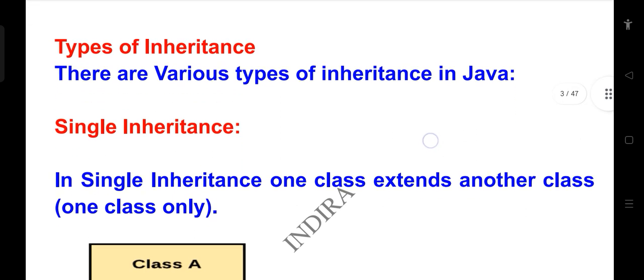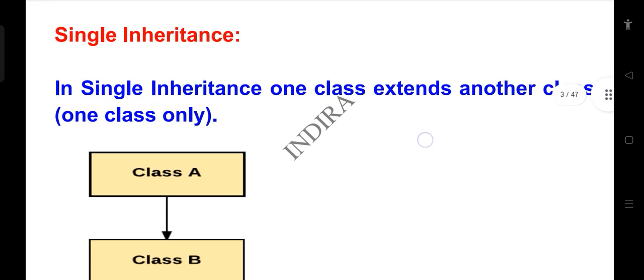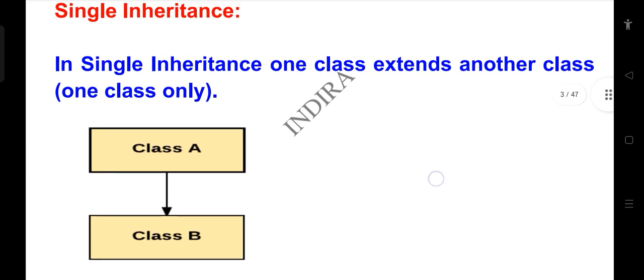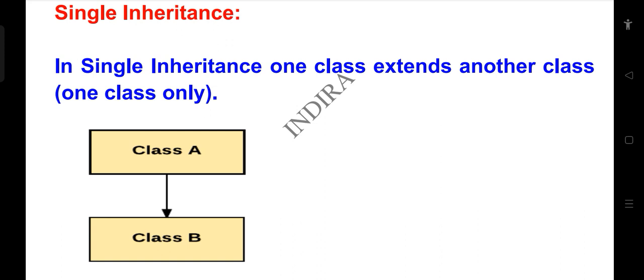There are varied types of inheritance in Java. The first kind is single inheritance. In single inheritance one class extends another class. It indicates only one subclass. If one superclass is there, it indicates only one subclass, and no other class will be generated. When one superclass indicates one and only one subclass, it is known as single inheritance. It can't generate many classes, only one class.